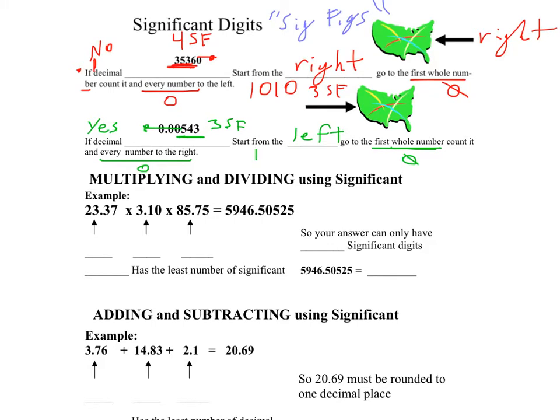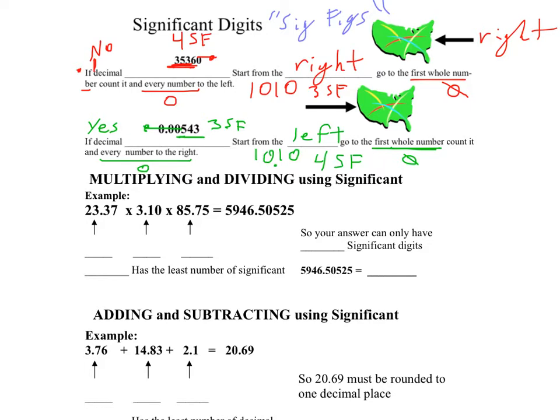So if I take that same example from before, 1010, and I put the decimal place anywhere in the number, it doesn't matter where I put it. As long as there is a decimal somewhere in the number, now I would start from the left, and I would go to the first whole number, which would be the 1, and count every number after that. So in this example, I actually have 4 sig figs. So the placement of decimals is very important.